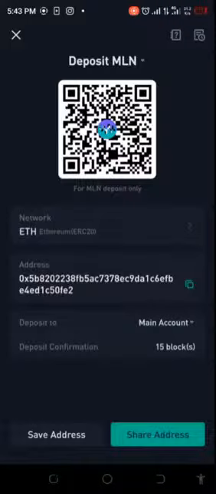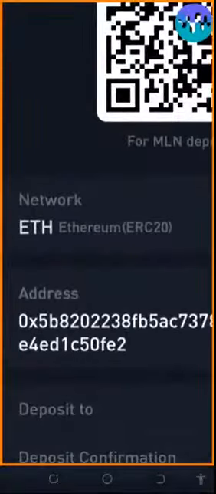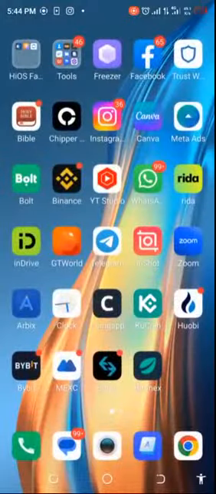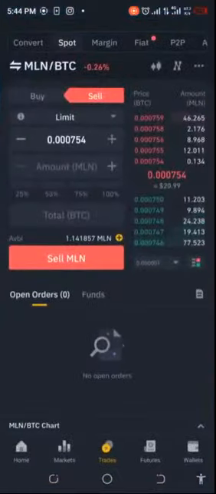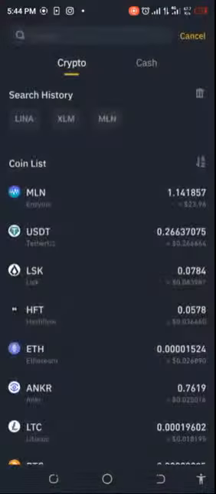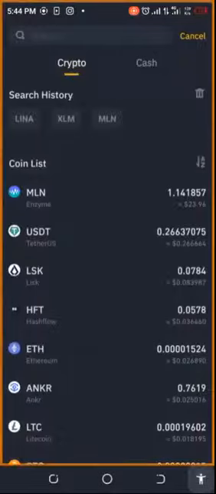So now, as you can see here, I just have to pick this. That's the copied one, it's ERC20. Make sure it's the same. It must be the same. Don't forget, it must be the same. So let's go ahead and withdraw this. What are we withdrawing? We're withdrawing the MLN.